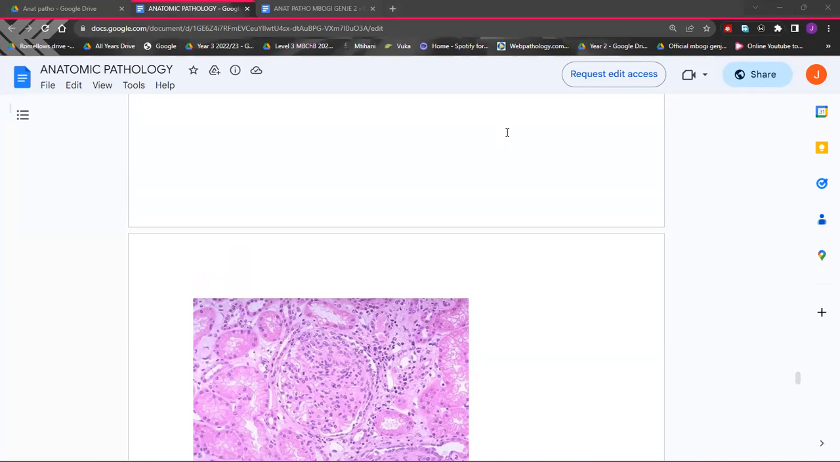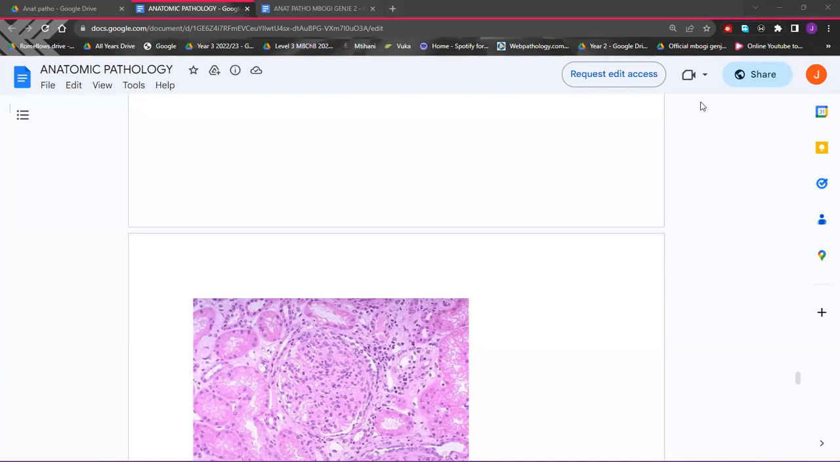And how do you come up with this tram track appearance? So basically, we have what you call collagen type 4 in the glomerular basement membrane. Sorry, I've forgotten the exact pathology of how you come up with this. But usually when you see these things that look like train tracks going in a circular manner, that is mostly indicative of membranoproliferative glomerulonephritis.